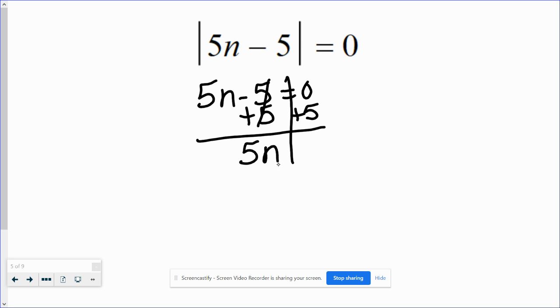So I'll have 5n equals 5 and n equals 1. And again, checking, 5 times 1 is 5, and 5 minus 5 is 0, and the absolute value of 0 is 0.